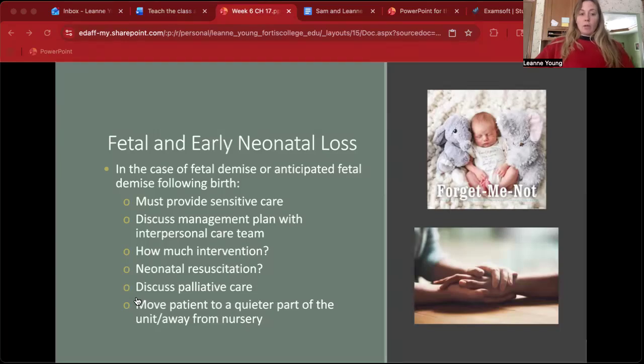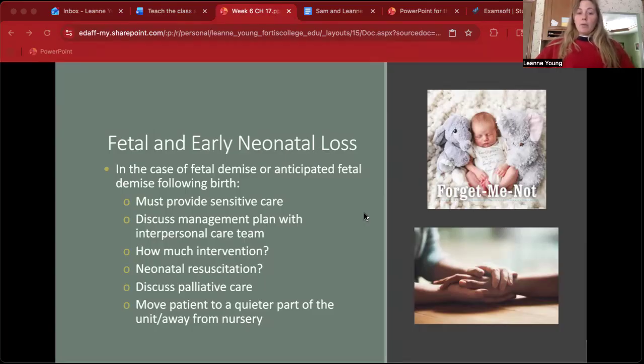Okay, so unfortunately, whenever we talk about preterm delivery, whenever we talk about preterm labor, we have to discuss neonatal loss, fetal and early neonatal loss. In the case of fetal demise or anticipated fetal demise following birth, we have to provide sensitive care, right? It is very hard to lose a loved one. It's very, very hard to lose a baby. So we need to be mindful of that.